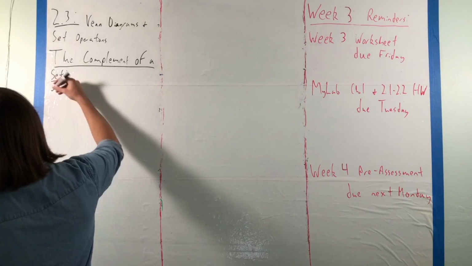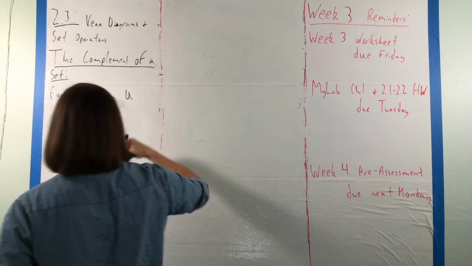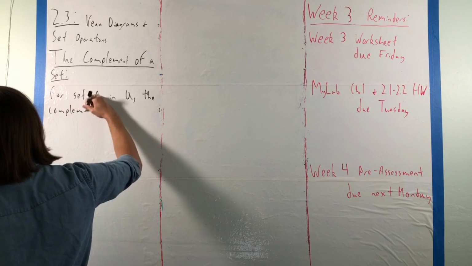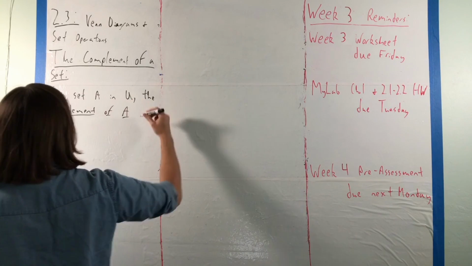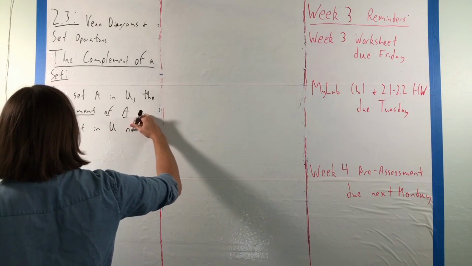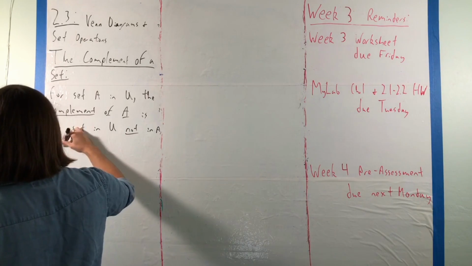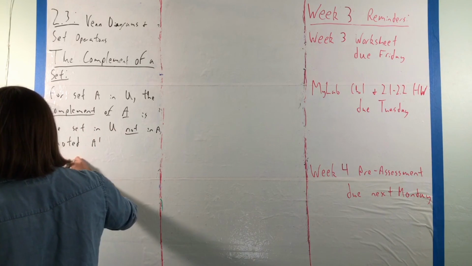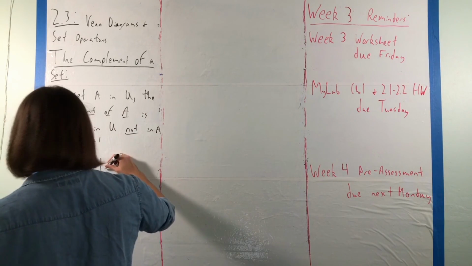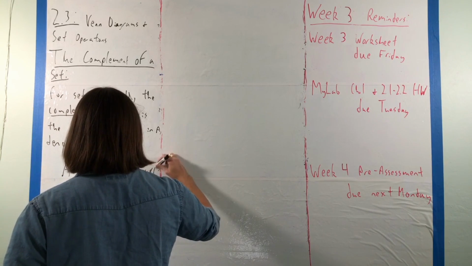So, for a set A in universal set U, the complement of A is a set of things in U that is not in A. Or if you wanted to look at that in terms of set builder notation, where we denote this A prime, A prime is equal to the set X such that X is in U and X is not in A.